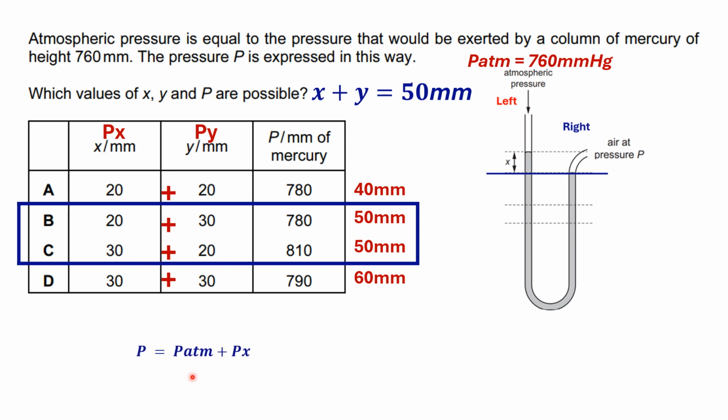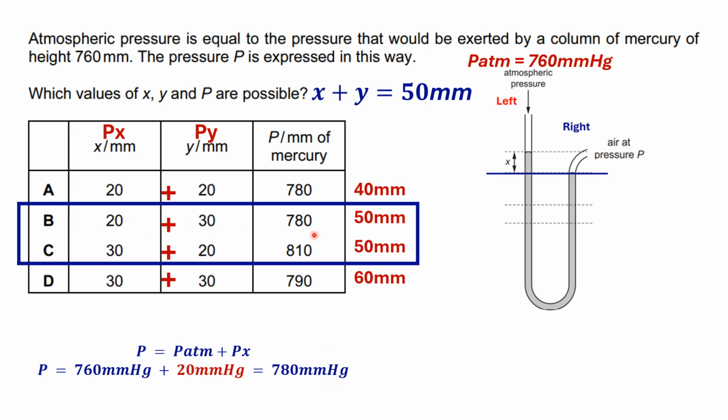So here we have this expression. P is equal to P atm plus Px, after rearranging, of course. The P atm is 760 millimeters of mercury, and the Px is the value of x, which is 20, expressed as a column of mercury of height 20 millimeters of mercury. So when we add both, we get 780 millimeters of mercury, which is option B.